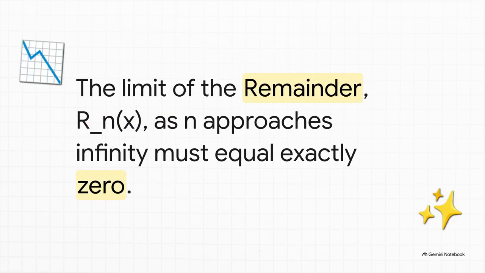So the crucial point is this. To finally close the case and confidently declare that our Taylor series perfectly equals our original function, we need that error to shrink to absolutely nothing. In calculus terms, we must prove that the limit of the remainder, R sub n of x, as n approaches infinity, equals exactly 0. If the error goes to 0 as we add an infinite number of terms, then, and literally only then, does the Taylor series perfectly represent the function.